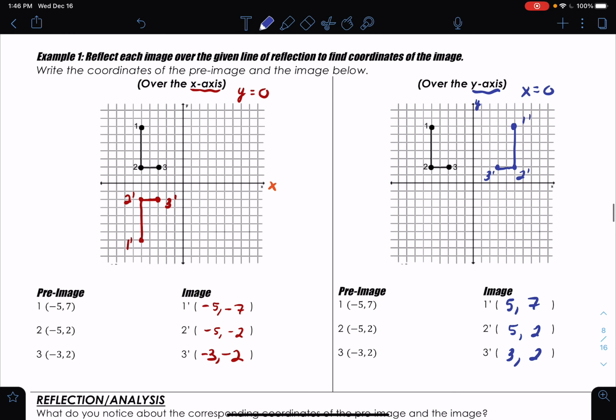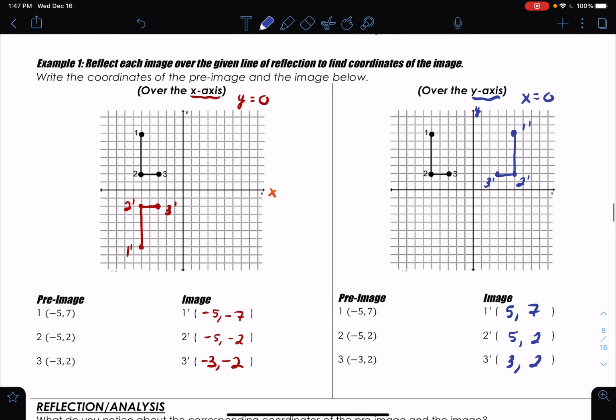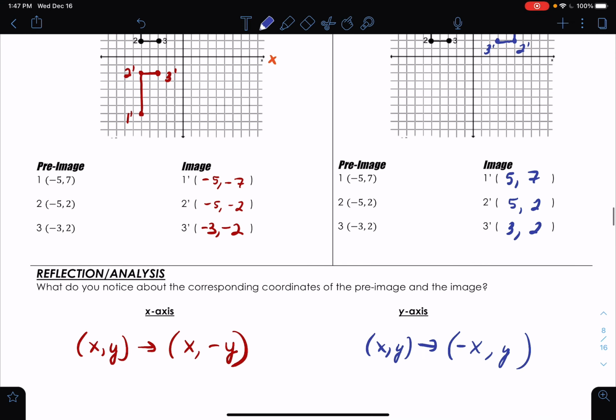So that is a good start for this video. Tune into the next one where we do some more examples. But make sure you recognize that pattern of what's going on when I reflect over the x-axis or the y-axis.